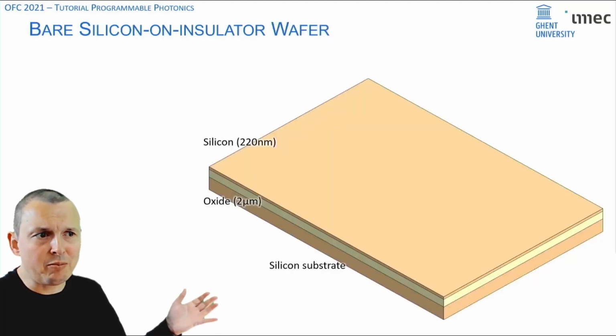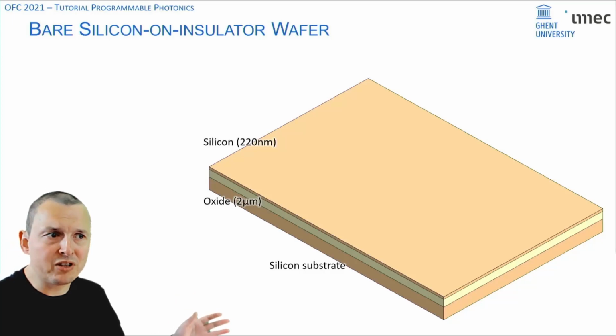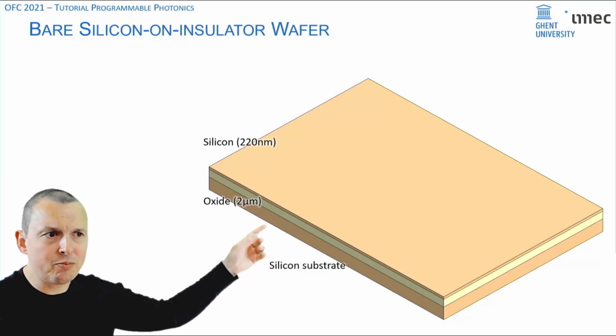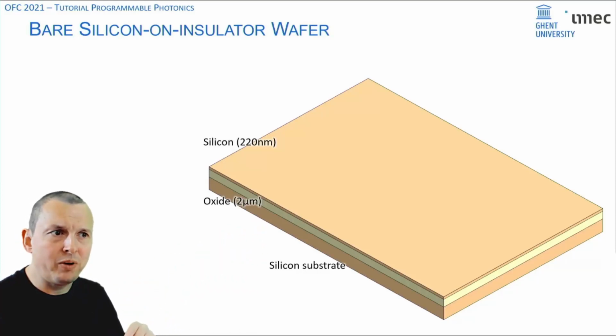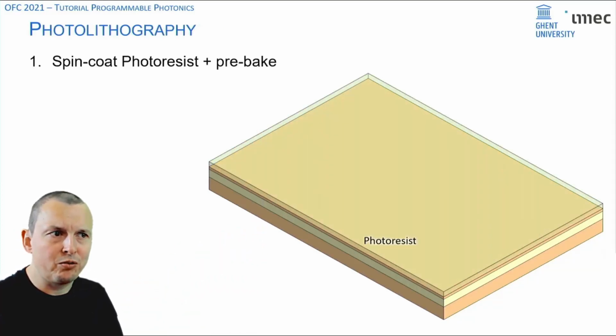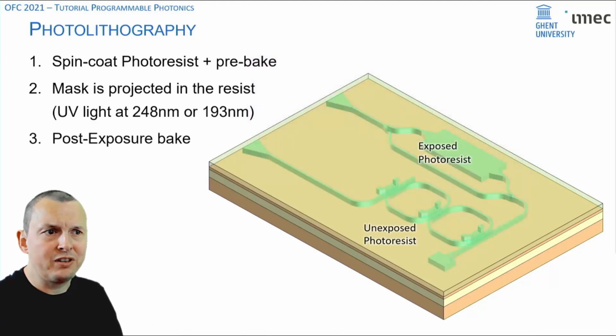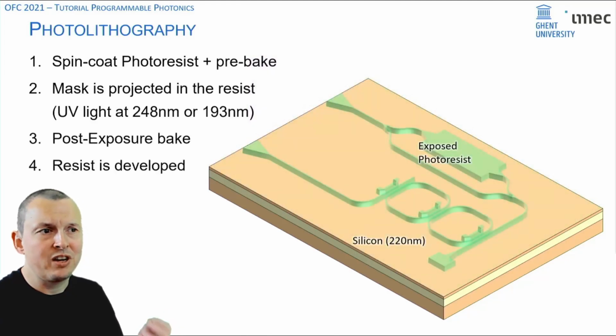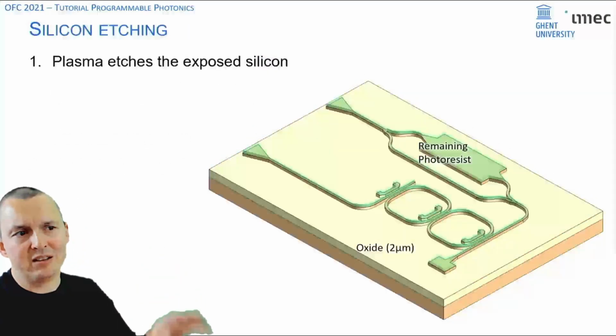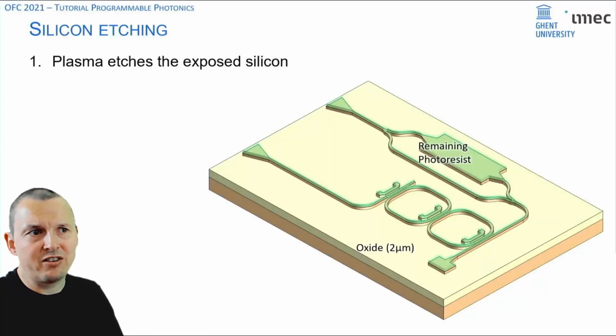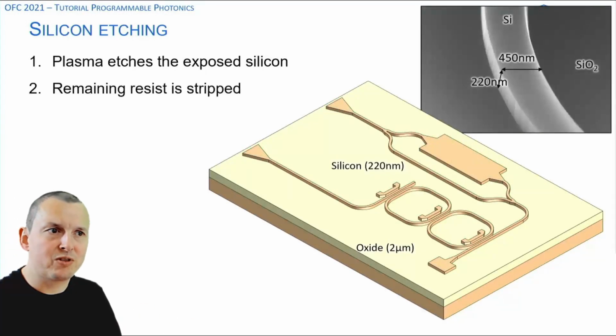Now, basically, the fabrication process for such a platform starts from a silicon on insulator wafer, where in that top silicon layer, you define the waveguides by spin coating a photoresist, projecting a pattern for the waveguides into that photoresist, and then after development, transferring that pattern into the underlying silicon on insulator layer using a dry etch process.